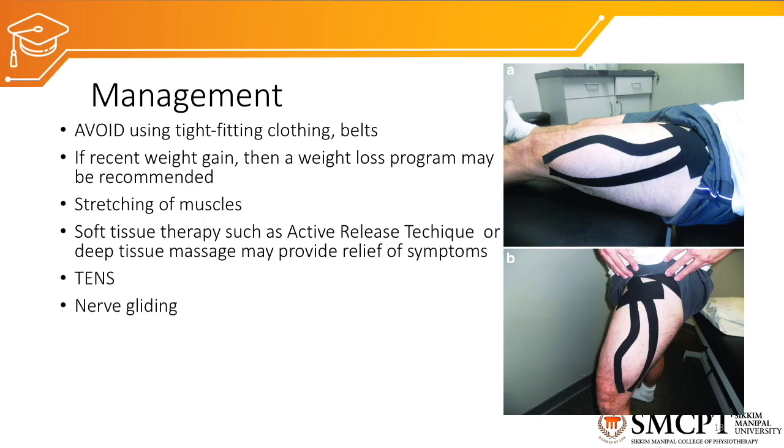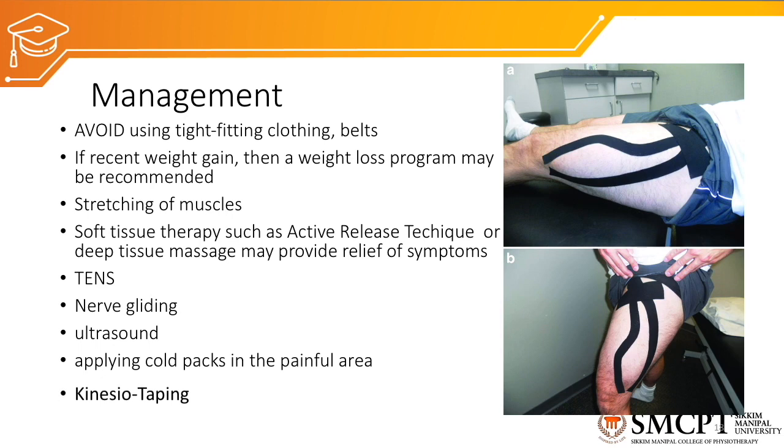Tense nerve glidings and ultrasound can be given to reduce pain. Cold pack therapy also will reduce pain. Kinesio taping can be applied on the lateral aspect of the thigh to pull the tissue proximally so that the stretching of the nerves may be reduced.